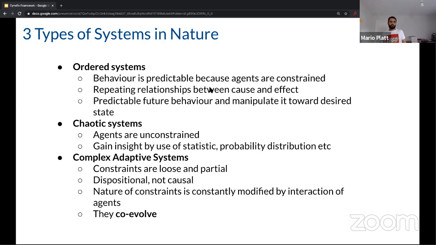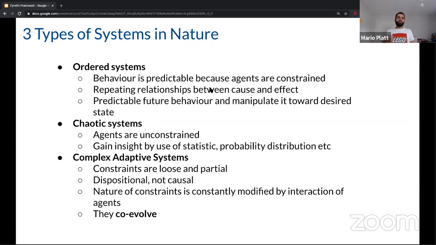And then there are also complex adaptive systems. Generally, these have constraints that are not containers, and everything is connected with everything else. But the nature of these connections may be different. The situation itself is unforeseeable because we don't have linear relationships between cause and effect. In this type of system, the system is dispositional, not causal. What I mean by this is that the system will have a tendency to act or behave in a certain way.